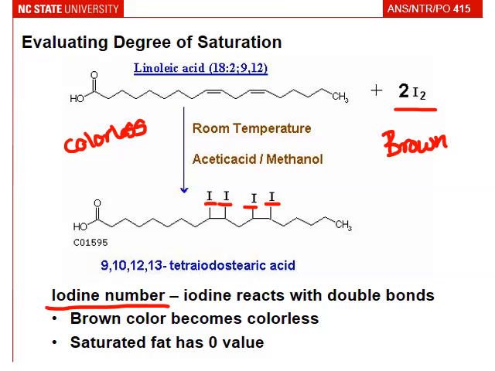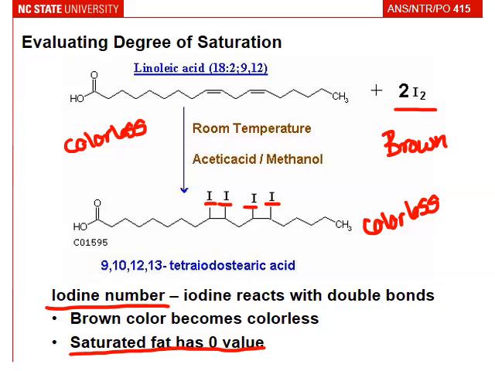So if we have a lot of linoleic acid, which is colorless, we add in brown iodine, that iodine mixes, this also ends up being colorless. Now, if we have stearic acid, which is our saturated fat, then this iodine is going to stay brown and our fat is not going to interact with it. So therefore, our saturated fat has a value of 0 for the iodine number.